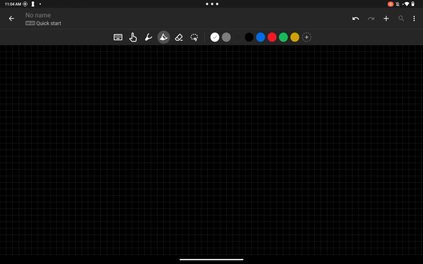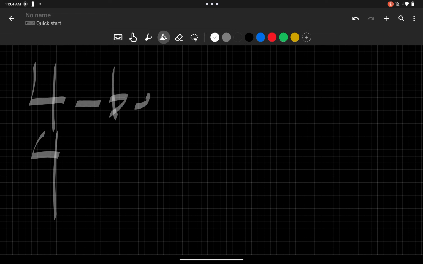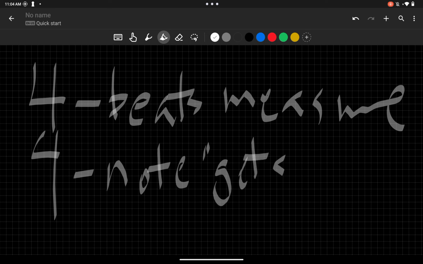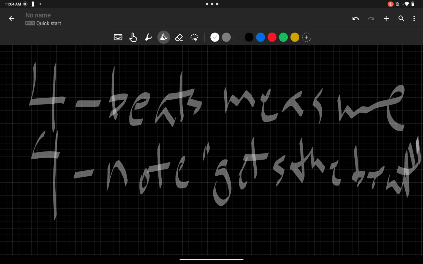So, time signatures are made up of two different numbers. One of the numbers is on the top, and this tells us how many beats per measure. Okay? And the second one tells us the type of note that gets the beat. Okay? So that's what's happening there.